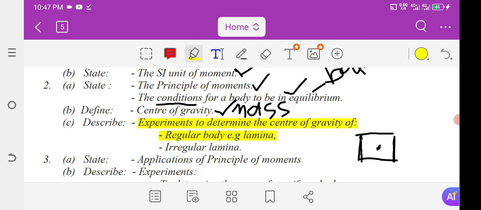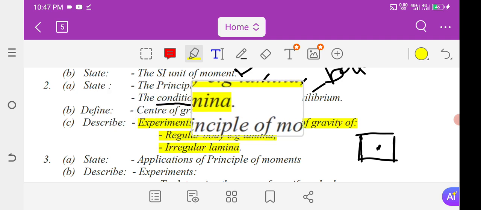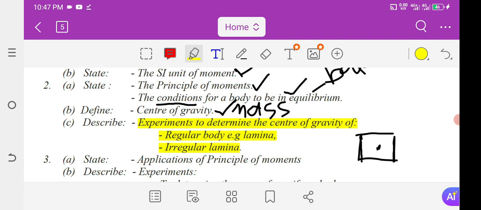We shall also describe an experiment that could be done to determine the center of mass or center of gravity of an irregular shape, such as this one. Suppose you cut out something like this from a cardboard and you want to determine where it is going to be balanced. We shall describe an experiment to show how this can be done.